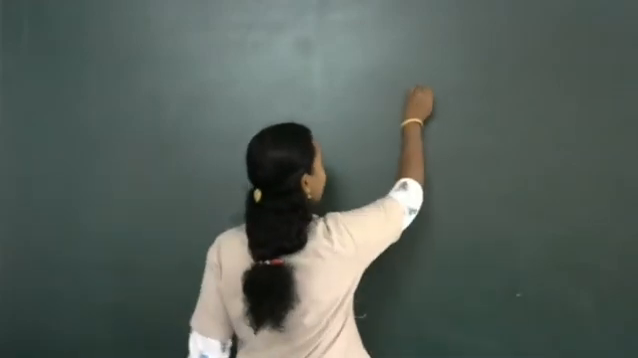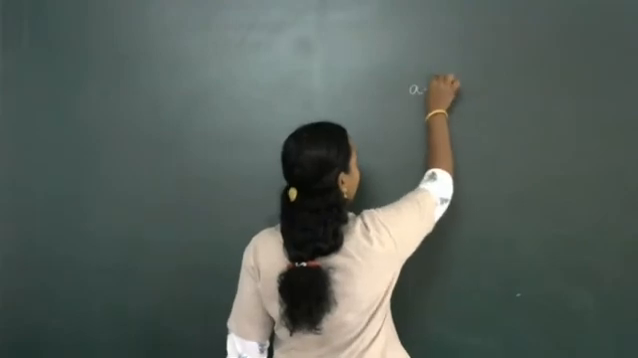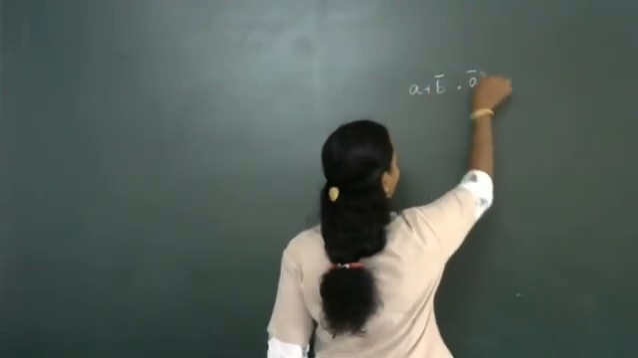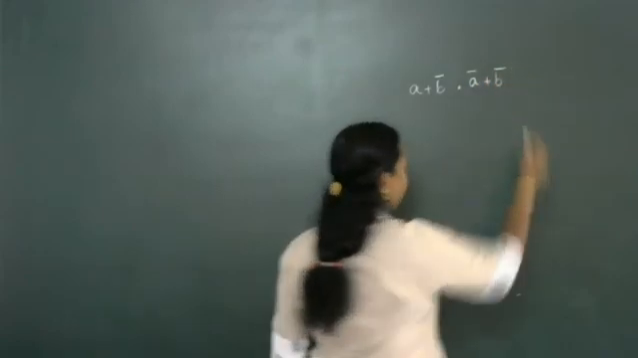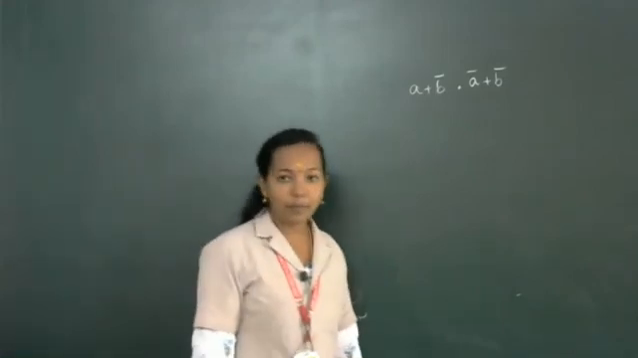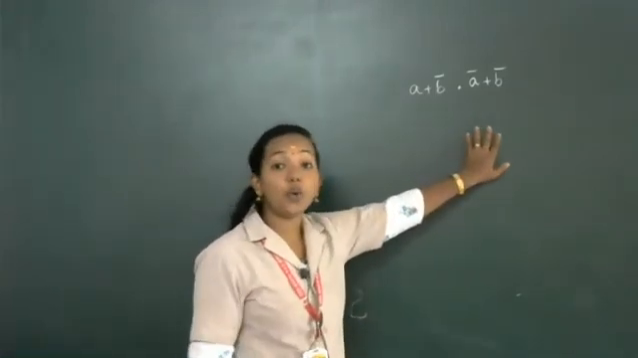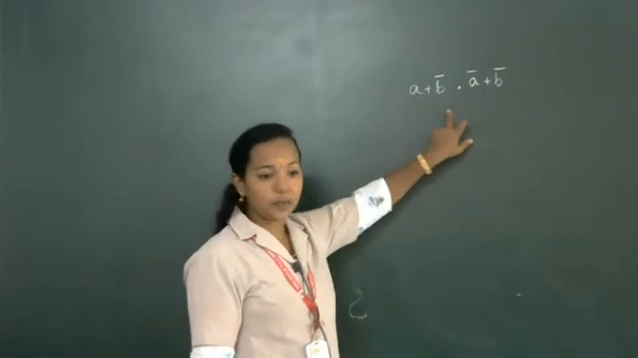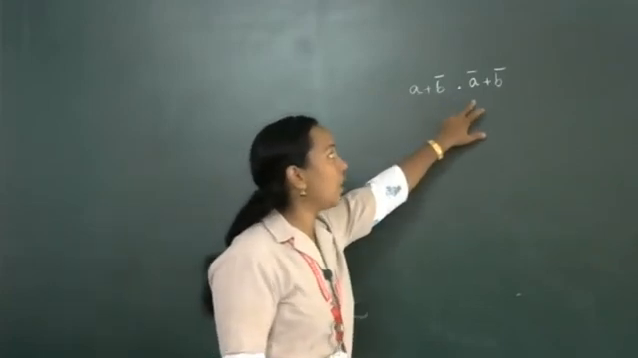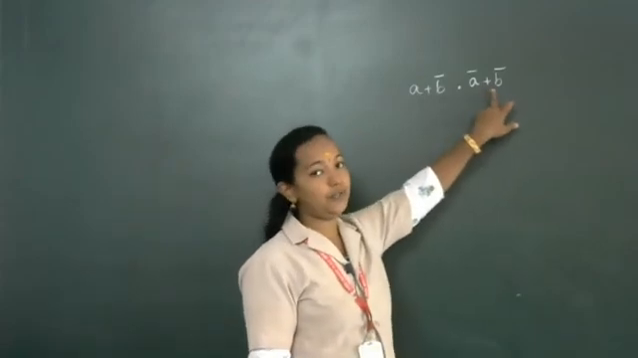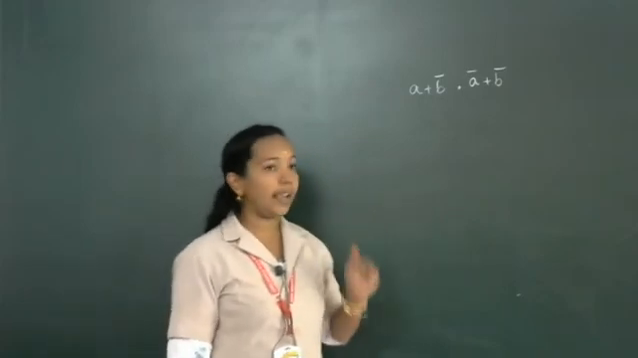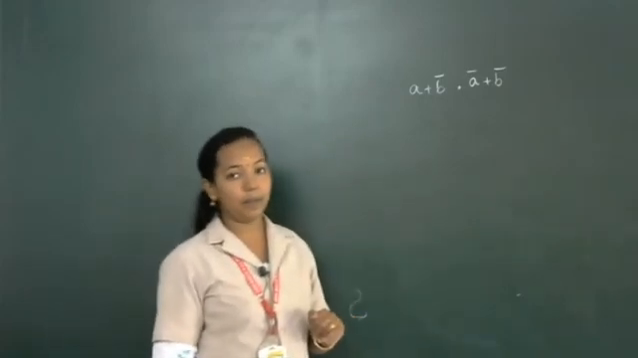The Boolean expression is (A plus B complement) dot (A complement plus B complement). You want to construct a logical circuit for this Boolean expression. What is the Boolean expression? (A plus B complement) dot (A complement plus B complement).